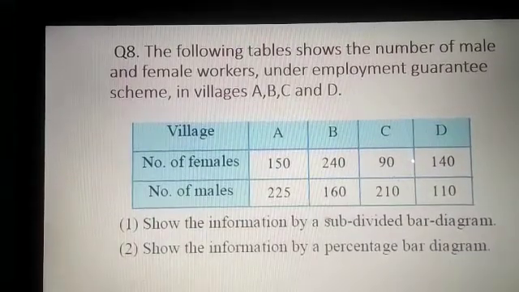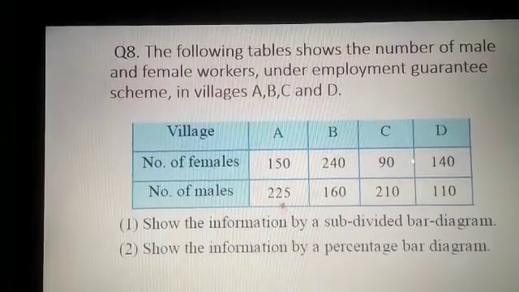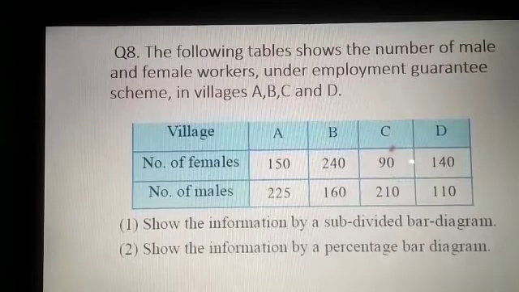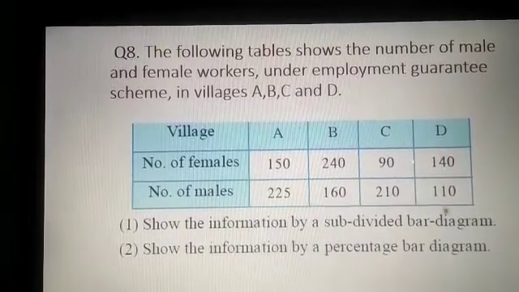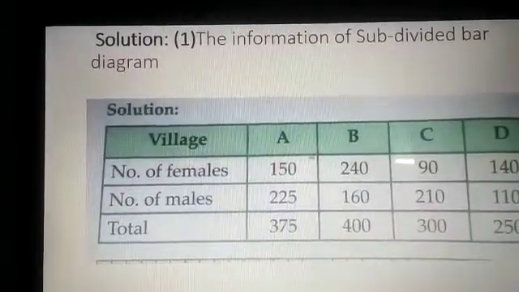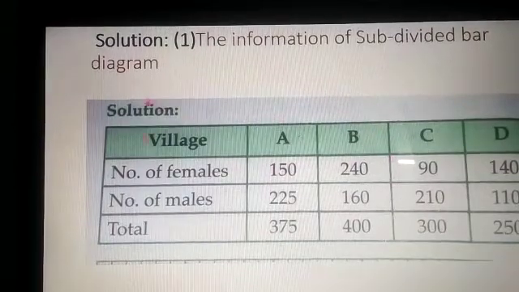To draw a subdivided bar graph, what we have to do? We have to do the total of village A, total of male and female, then B, in village B also we have to write the total, in village C also we have to write the total, and in D village also we have to do the total. Now see the solution, the information of subdivided bar diagram.